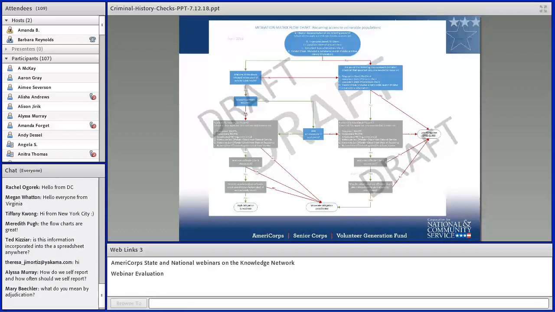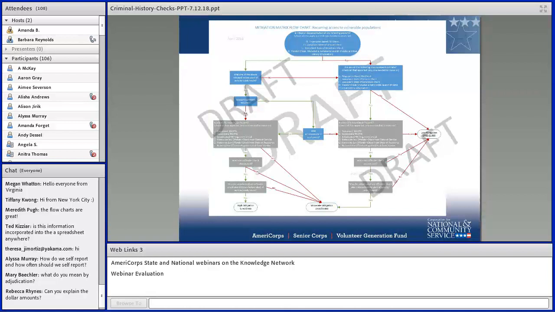So how do you self-report and how often should you self-report? We got some good questions coming in. You should self-report anytime you see any non-compliance, because when you self-report, you're going to get a lower rate than if someone else found it. And that someone else could be commission staff, it could be CNCS staff. How do you self-report? That information is in the enforcement guide.